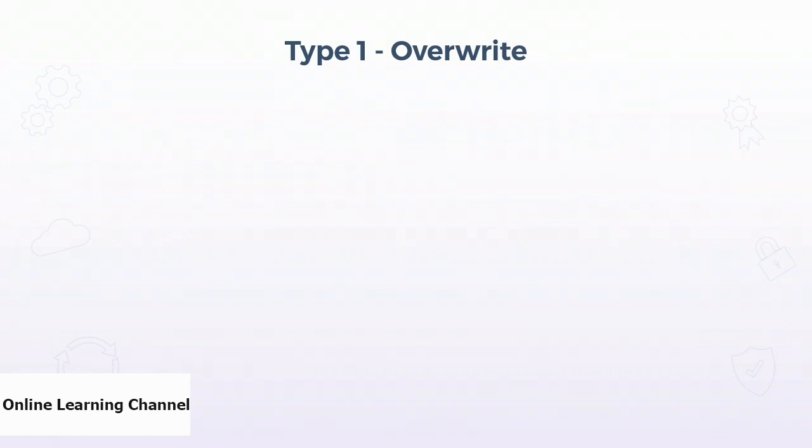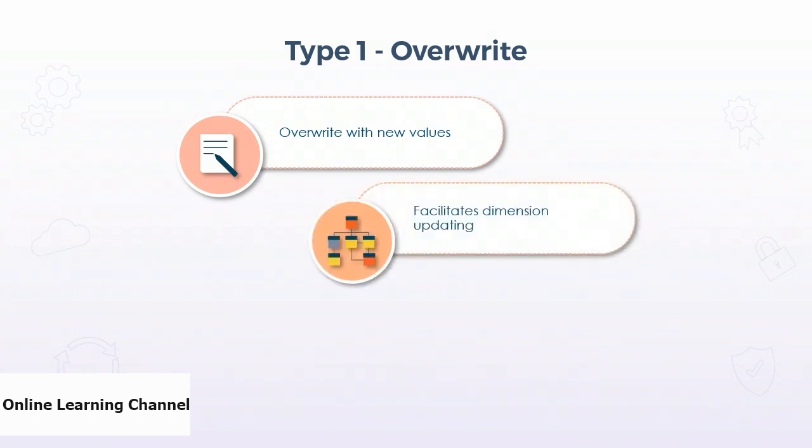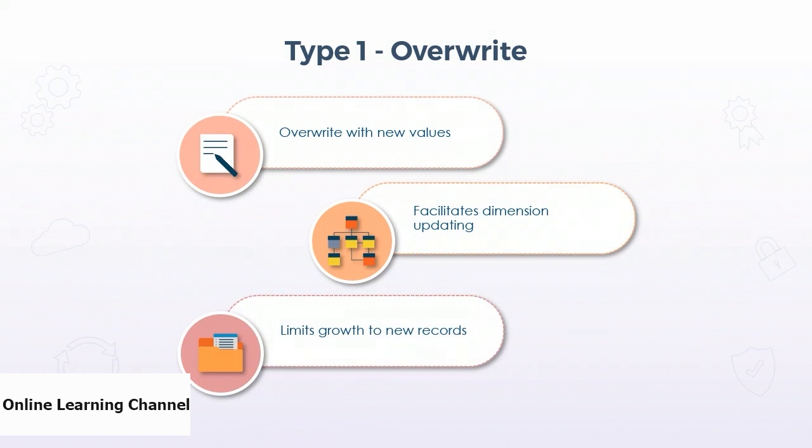Next is type 1, or simply overwriting the old value with the new value. Unlike type 0, where the dimension value never changes, this facilitates updating your dimensions. It's also efficient for storage, because once a record is written, it never grows. It's simply updated. The downside is that there's no history stored. This would be useful in our thermostat example if history of set points was not an important detail.